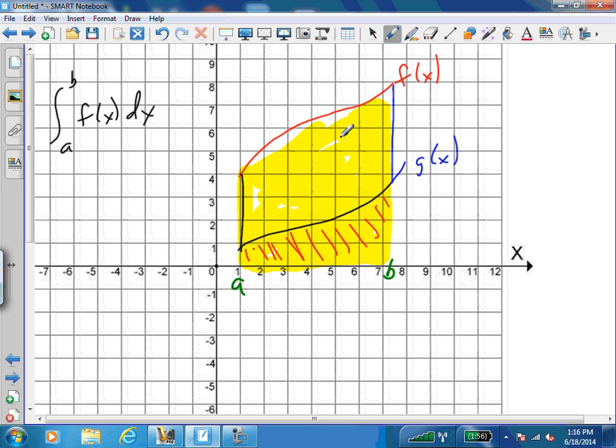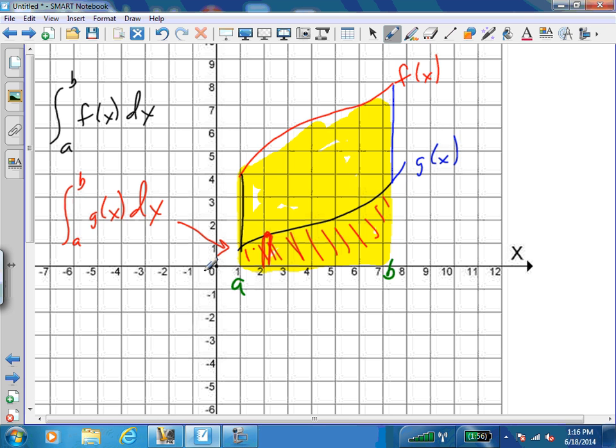Yeah, if we think about a small rectangle that goes from the x-axis to that curve, its area is given by g of x, the height, times its width. So if we add all those up, we would be integrating from a to b g of x. So that would be that area.